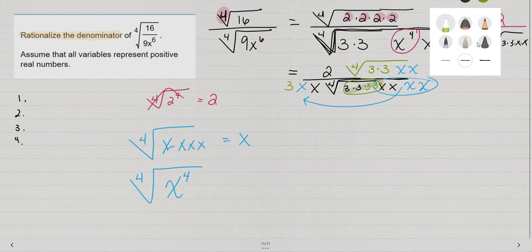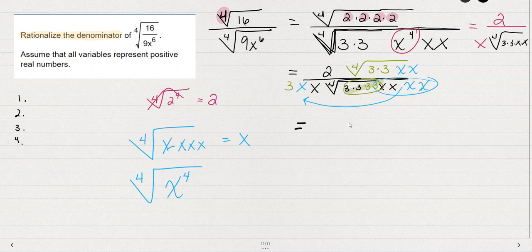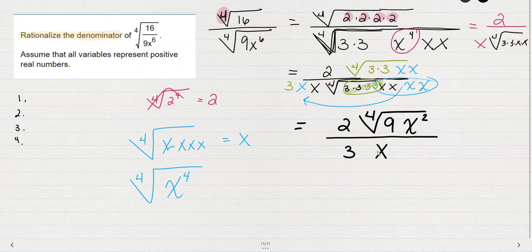All together, what do we have left? It looks like we've got in the numerator 2 times the fourth root. Don't forget that index 4 when we write the radical. 3 times 3 is 9. X times x is x squared, all over 3 times, oh, what is that? Yeah, 3 times x squared.